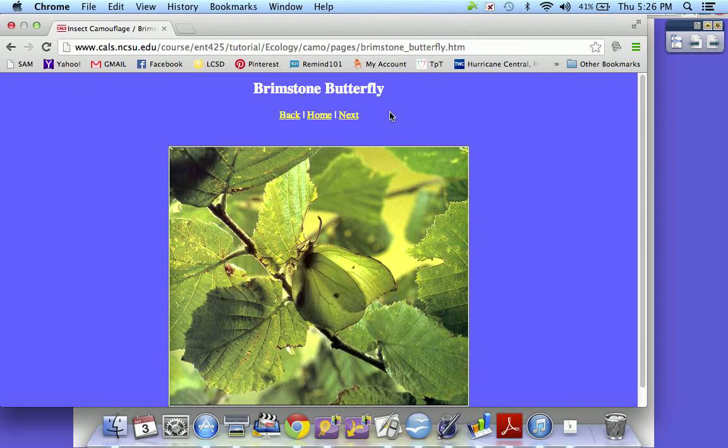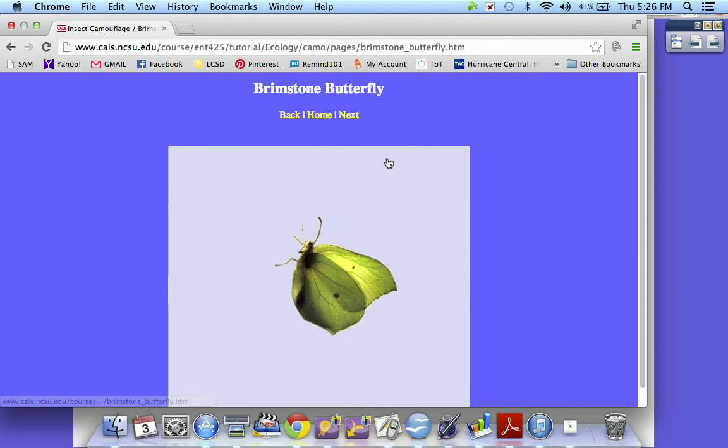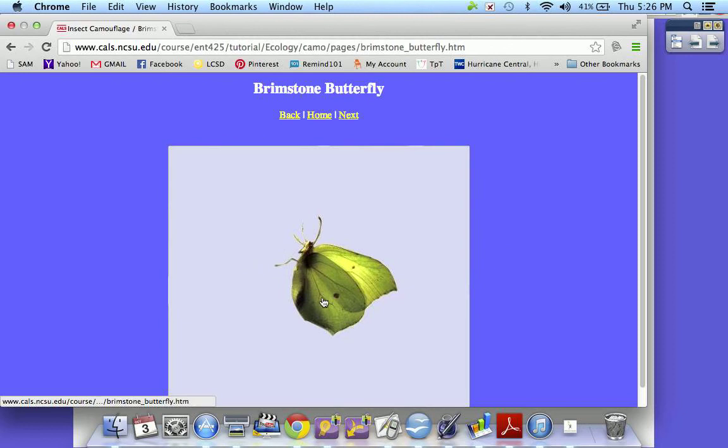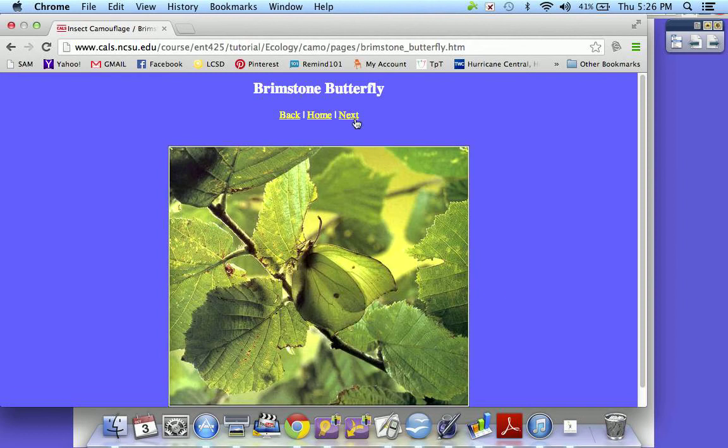The brimstone butterfly. This one's not so hard to see. It's right here. But if you look, you can actually see on the butterfly, it looks just like the development and structures and veins of a leaf.